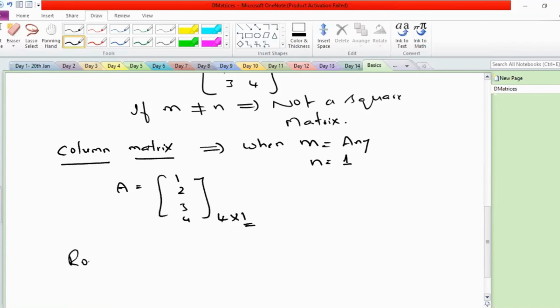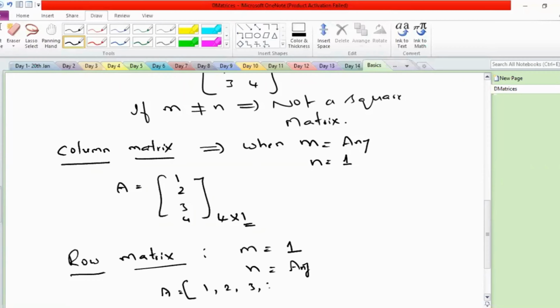Similarly, the row matrix. In a row matrix, m is always 1 and n can be any. Then it is called a row matrix. It is something like A equals 1, 2, 3, 4, whatever.